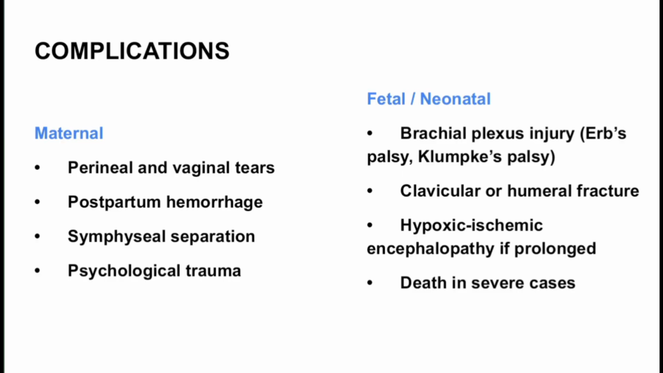So when it comes to the complications of shoulder dystocia, we can classify them into maternal and fetal complications. When it comes to the maternal complications, we've got perineal tears and vaginal tears due to the invasiveness of this procedure. Remember, we can perform an episiotomy when doing those maneuvers. We've got postpartum hemorrhage. We've got symphysial separation. We've got psychological trauma due to the distress that this procedure comes with.